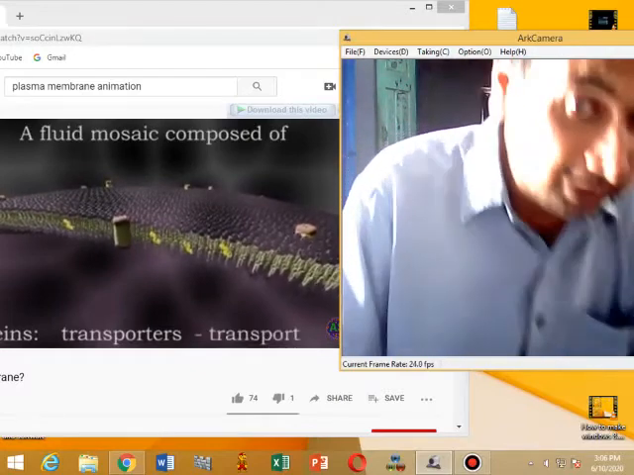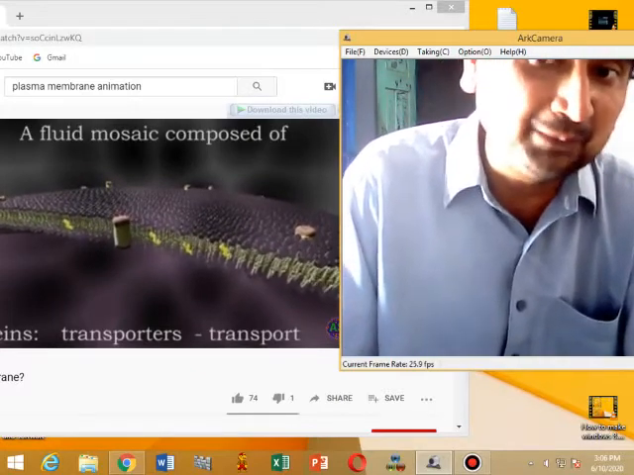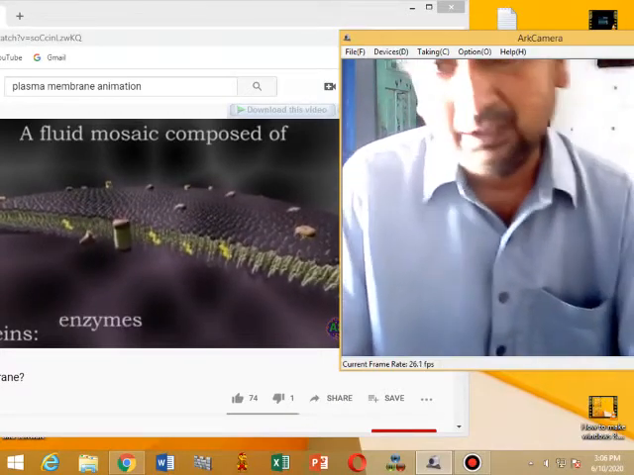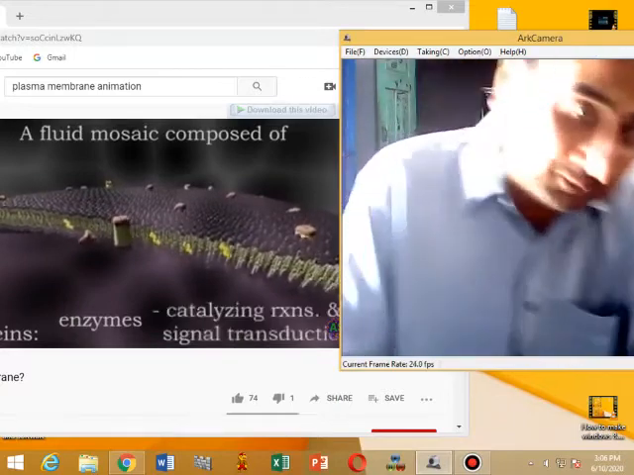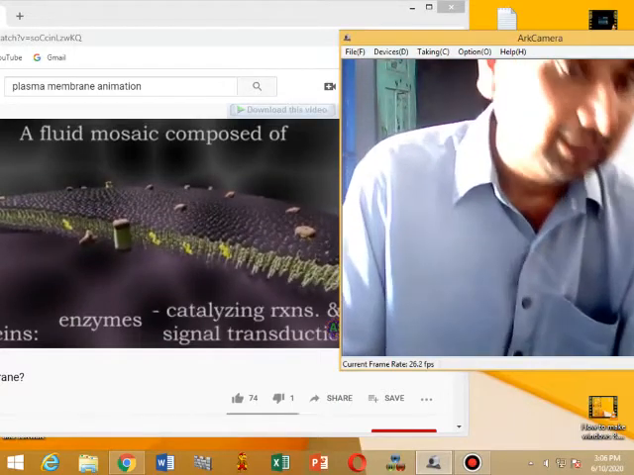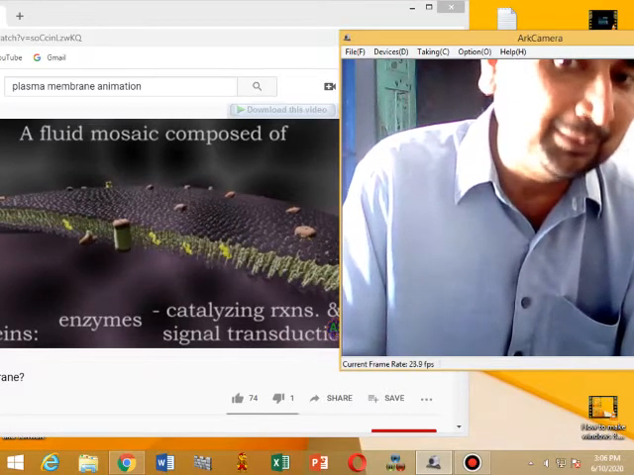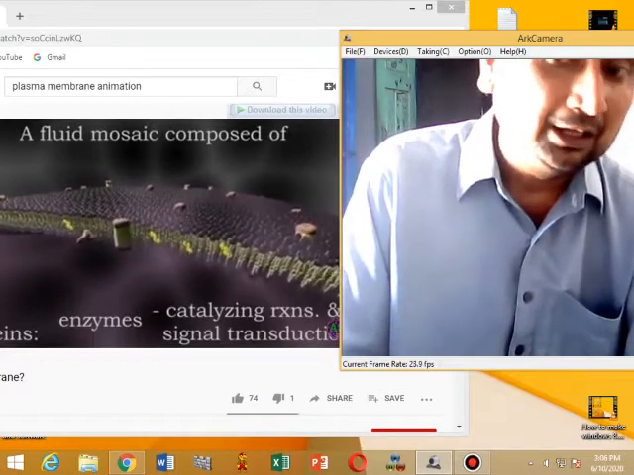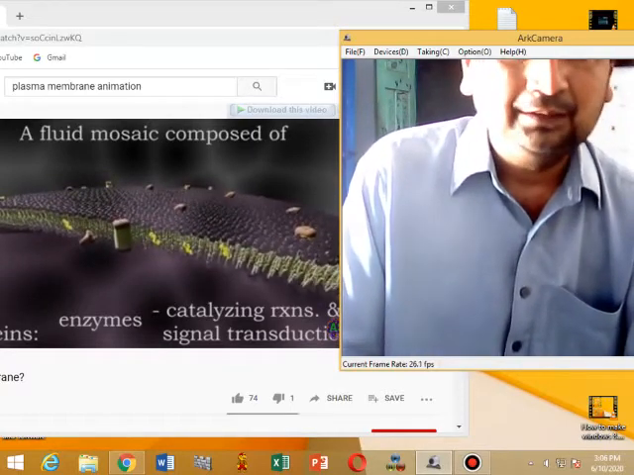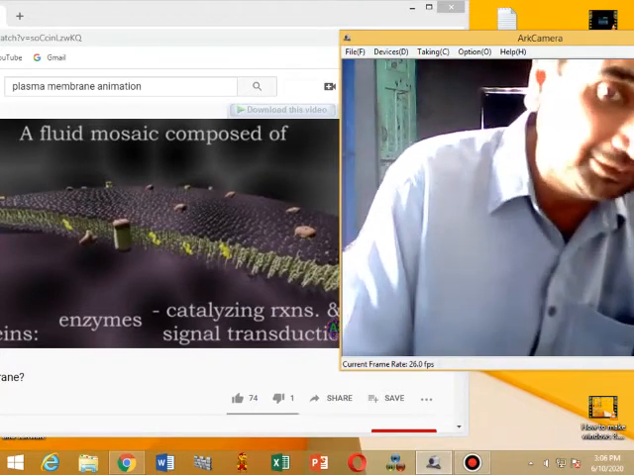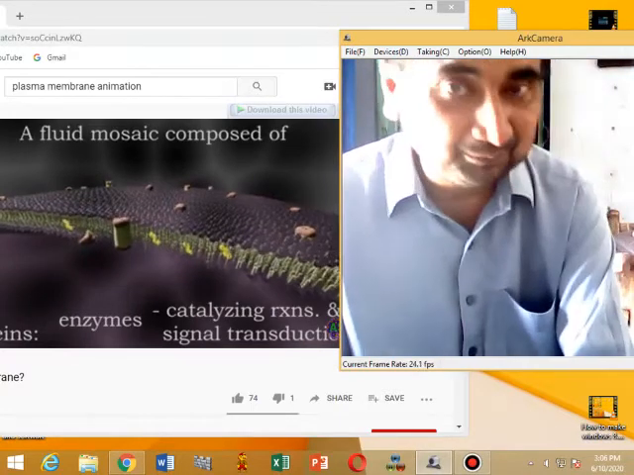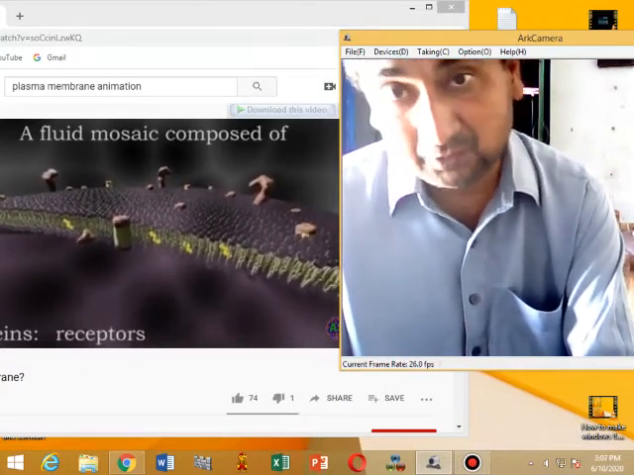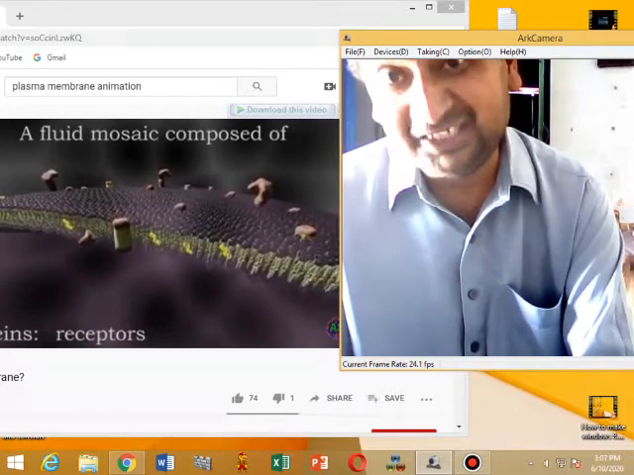Now the question arises: how do substances move across the plasma membrane? There are different transport systems present in the plasma membrane. If a substance's concentration is higher outside the plasma membrane and lower in the cell, then the substance moves with the help of passive transport. Passive transport is the movement of substances from a region of higher concentration to a region of lower concentration without the expenditure of energy.